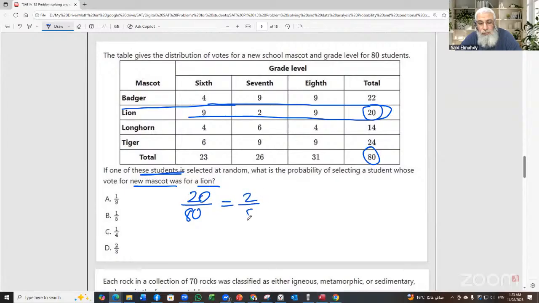So this is 20 over 80. We can divide by 2, divide by 2. This is 1 over 4. 20 divided by 80, we can simplify the 0 with the 0. So the answer is 1 over 4.